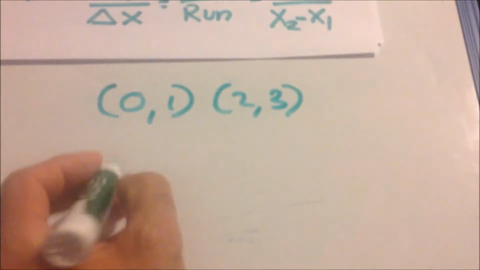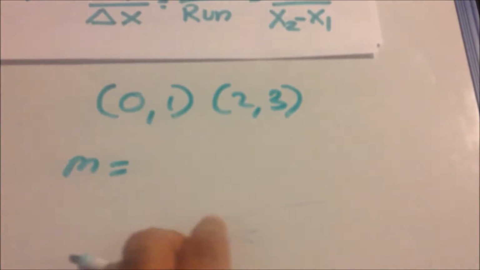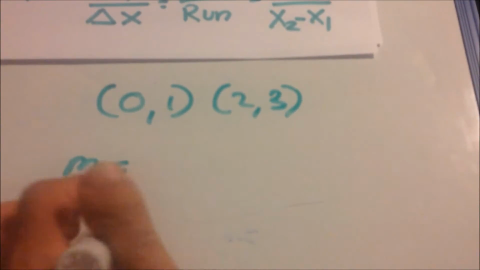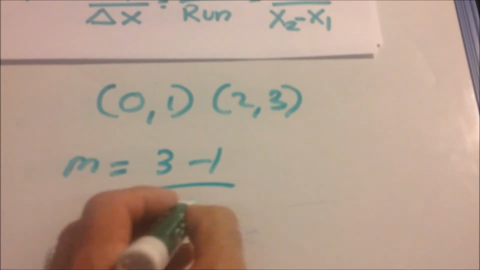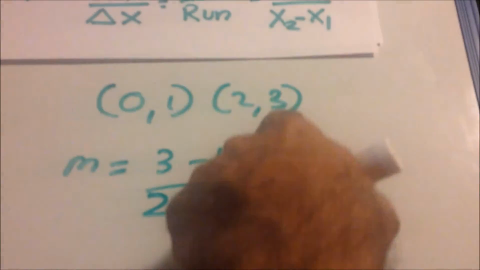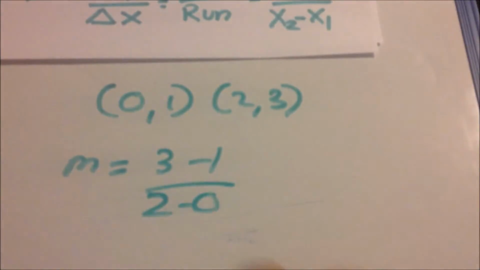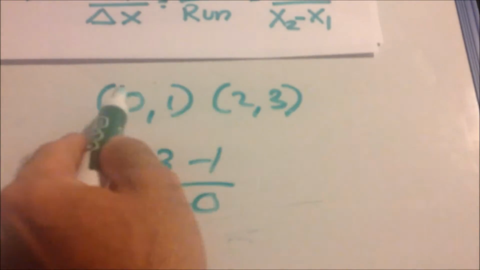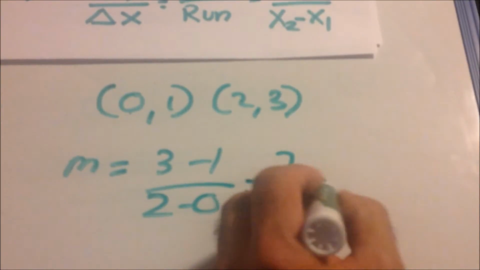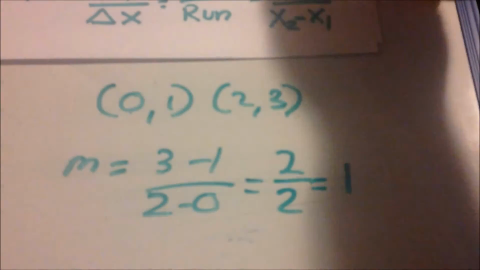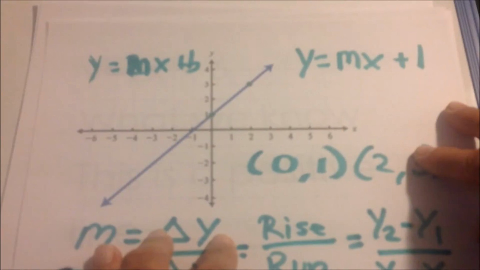Remember, our points are 0, 1 and 2, 3. So we can say m, the change of y over the change of x, the rise over the run. We can say 3 minus 1 over 2 minus 0. You could have also done 1 minus 3 and 0 minus 2. Don't mix the pairs, though. So we would have 2 over 2, and the slope is 1. Let's go back here. The slope is 1.